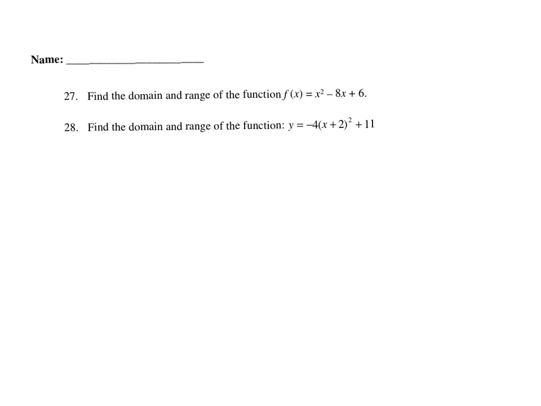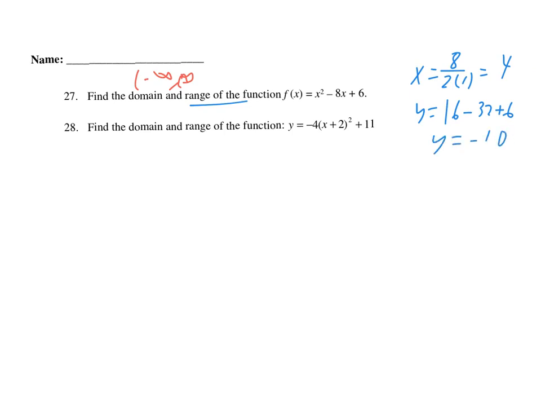All right, next one here is domain and range. Now, the domain on any quadratic is negative infinity to infinity. But the range is really based on the vertex. So for the range, I need to find the vertex, specifically the y value. So I'm going to do negative b over 2a. So that's 4. And then y equals, let's see, 16 minus 32 plus 6. So that's negative 16 plus 6, which is negative 10. And so since this is an opening up parabola, I would say that it's from negative 10 to infinity for the range.